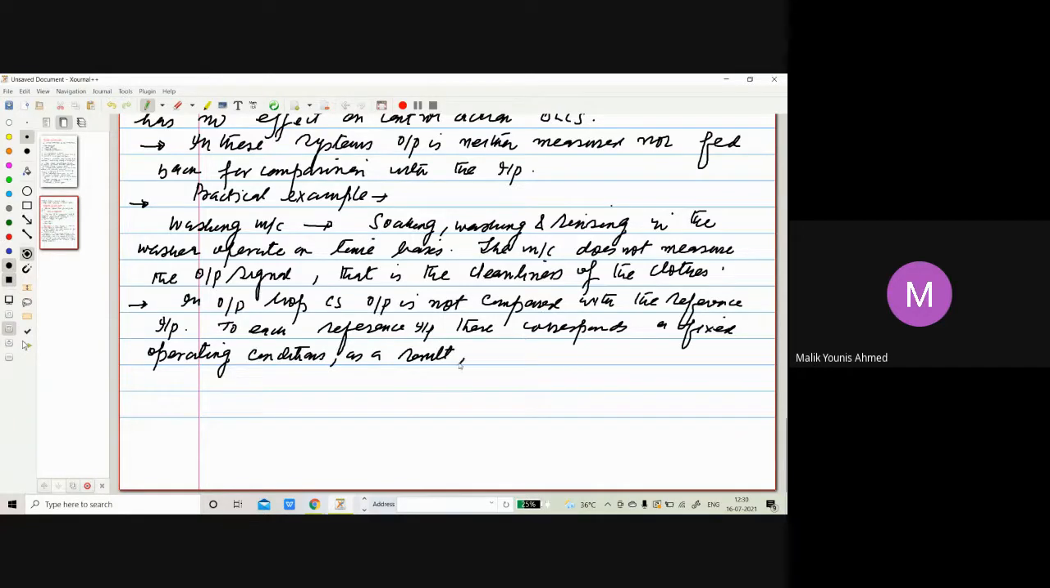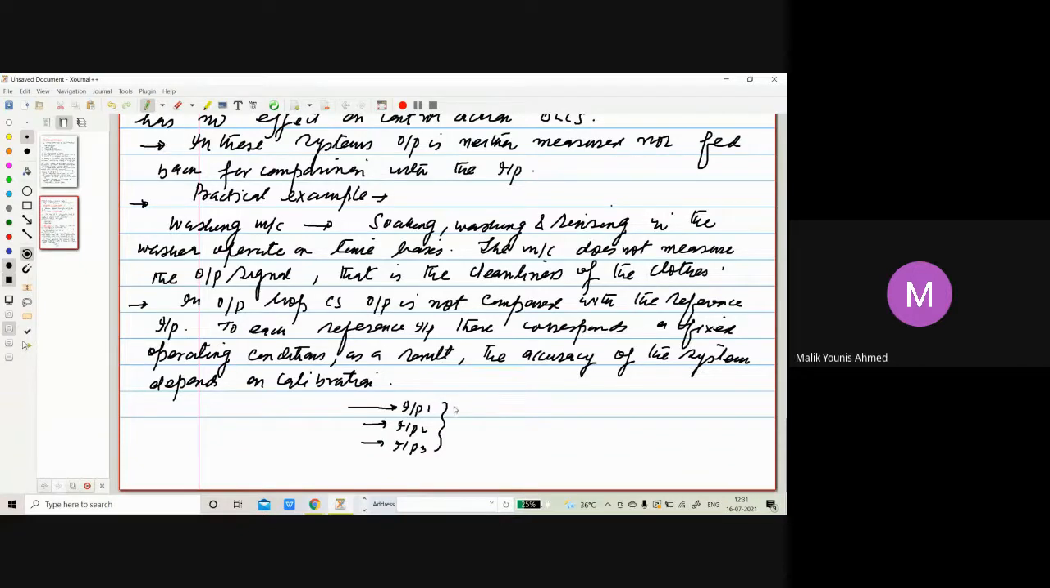As a result, the accuracy of the system depends on calibration. So what is the meaning of calibration? See, what we do basically, we have a number of reference inputs. Suppose input 1, input 2, input 3, we give a number of reference inputs. Now to each reference input, there corresponds a fixed operating condition. So we have a fixed output here, here, and here. That means whatever accuracy we get in the results will depend on the calibration. What is calibration basically? Have you heard about this calibration?